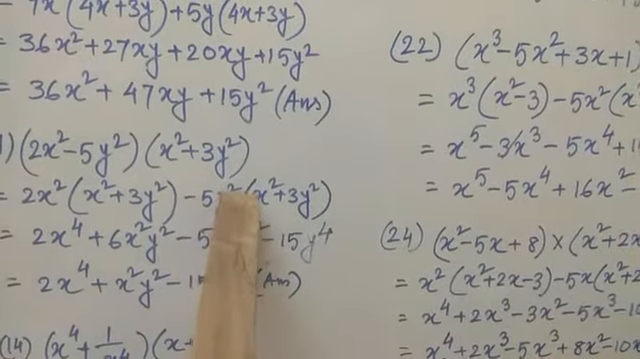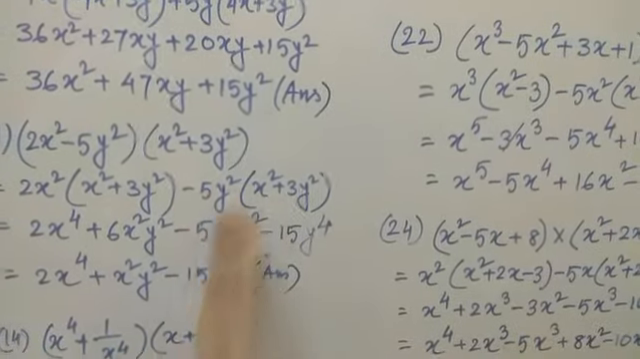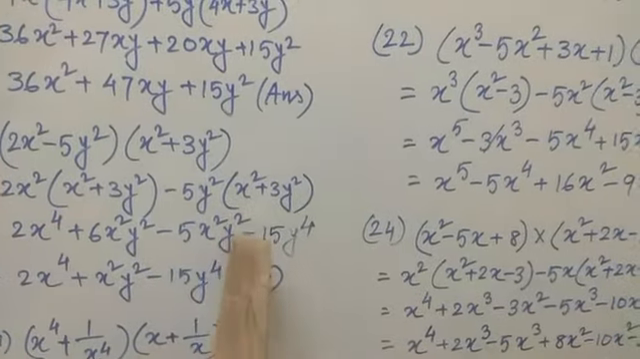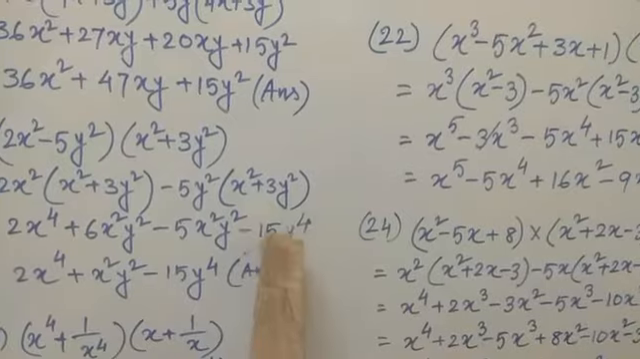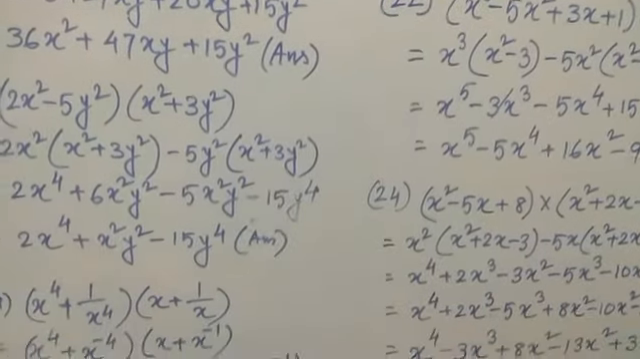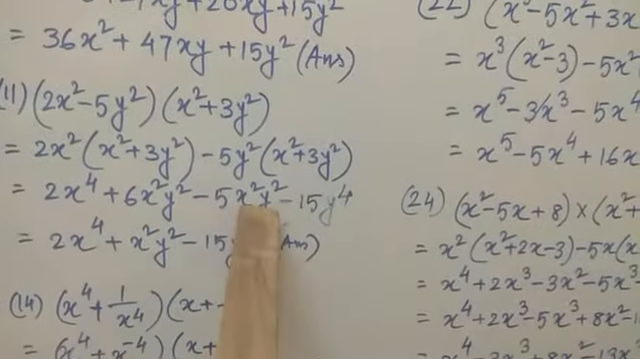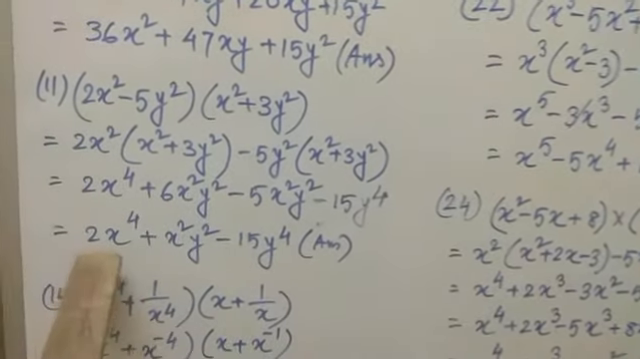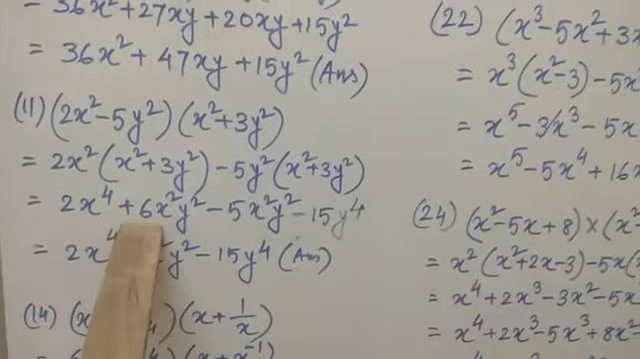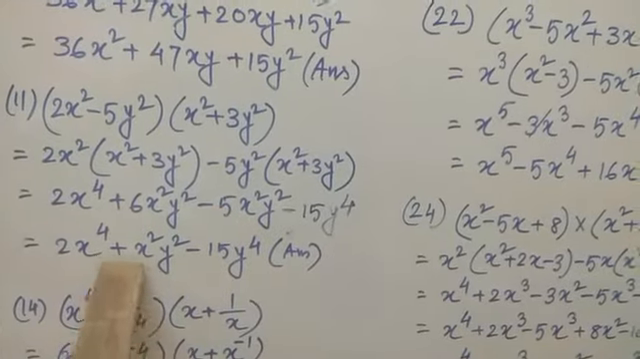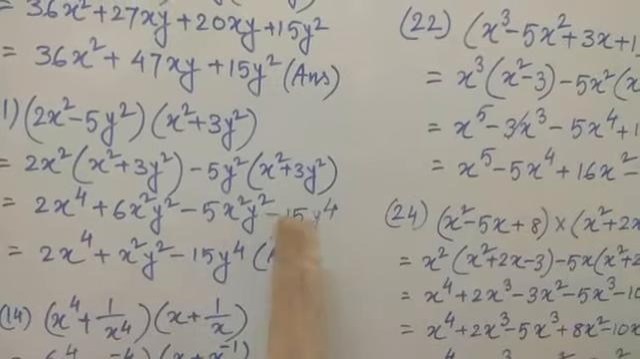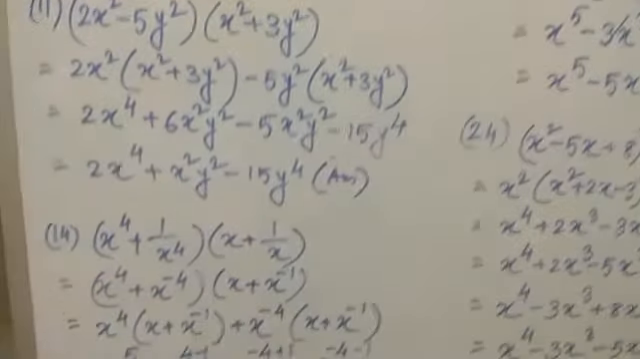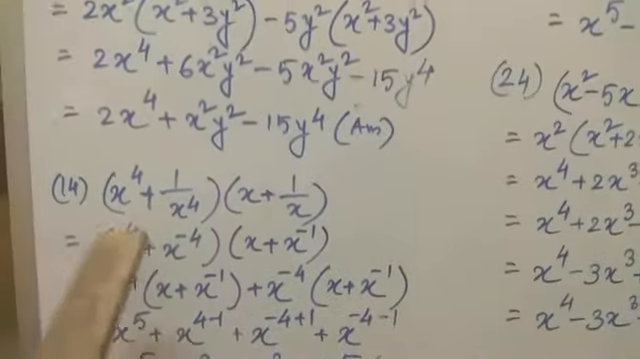Minus into plus minus 5x²y², minus into plus minus 5, 3 is 15, y to the power 4, y² into y², y to the power 4. Now these are two like terms, but one is positive, another is negative. So 2x to the power 4 plus 6 minus 5, so plus 1x²y² and 15y to the power 4. One more, question number 14.